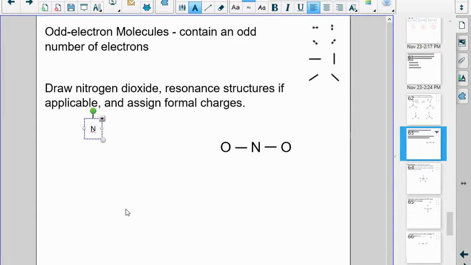All right, my nitrogen is 5. My oxygen, there's 2 of them there. So that's going to be 12, 6 each. So I'm going to have a total of 17 electrons to place. I've already placed 4, so now I'm down to 13 electrons. We've said let's fill up the ones on the outside first.